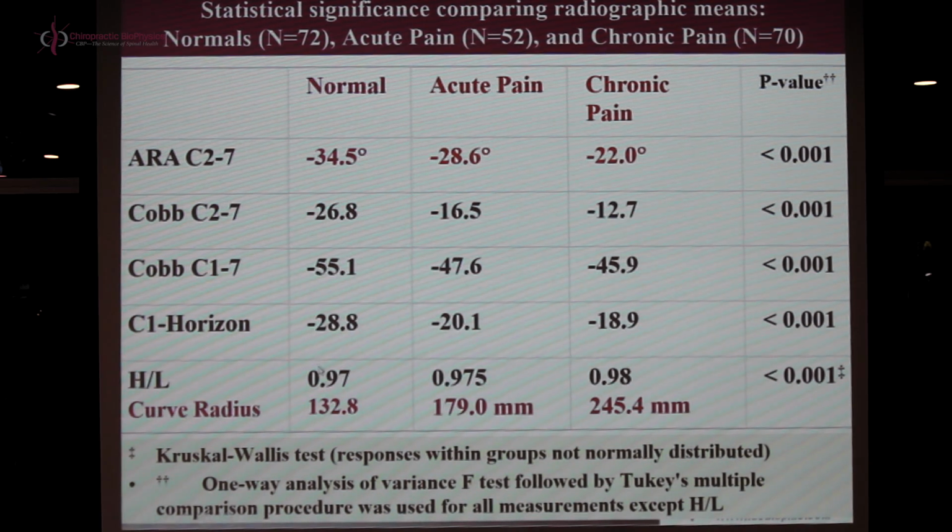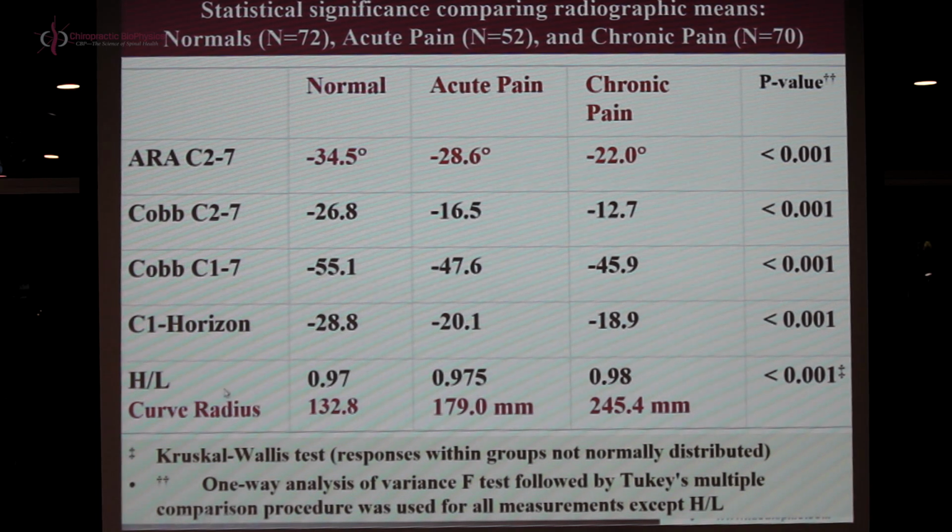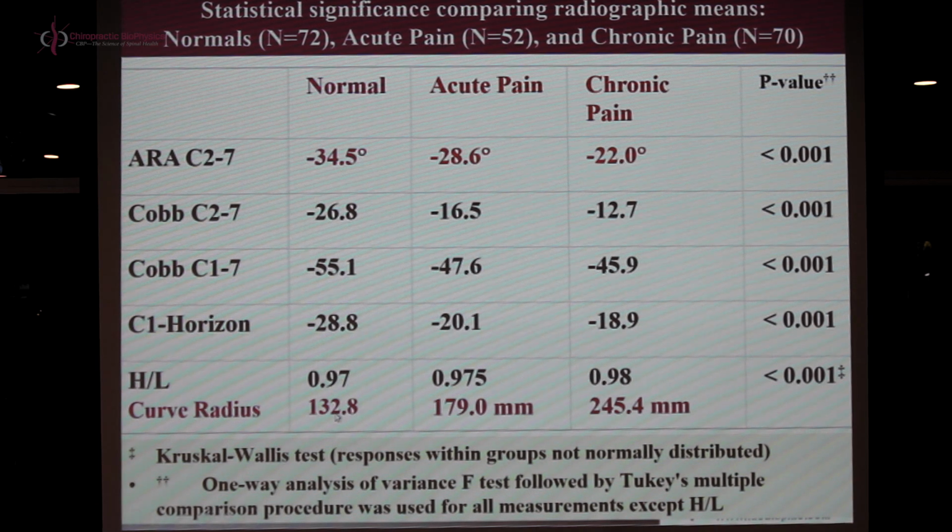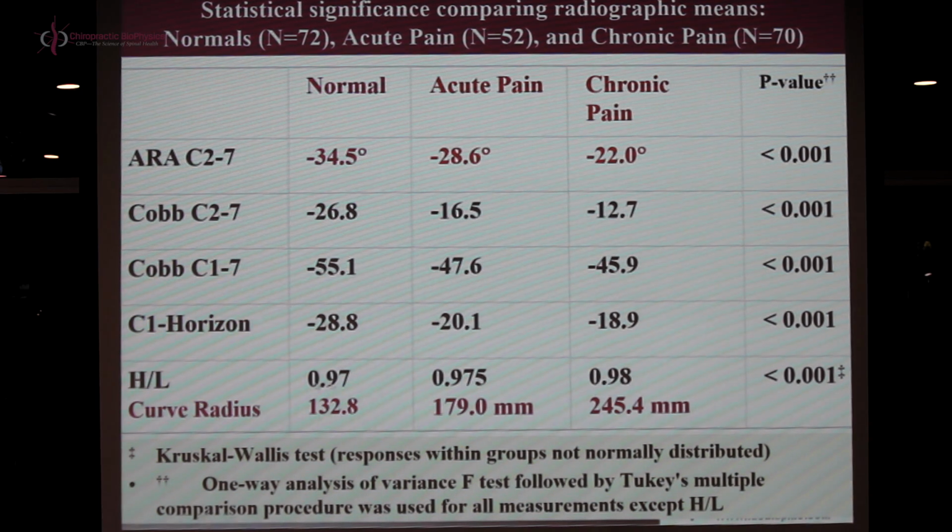Let's jump down here. This is really important. We've matched our subjects for height, so we know the height over length ratios are different. But then we notice the circular models are also statistically different. I can use the radius of curve now that I know that the subjects are matched for height. So look at the radius of curve in the normal subjects, 132.8 millimeters.